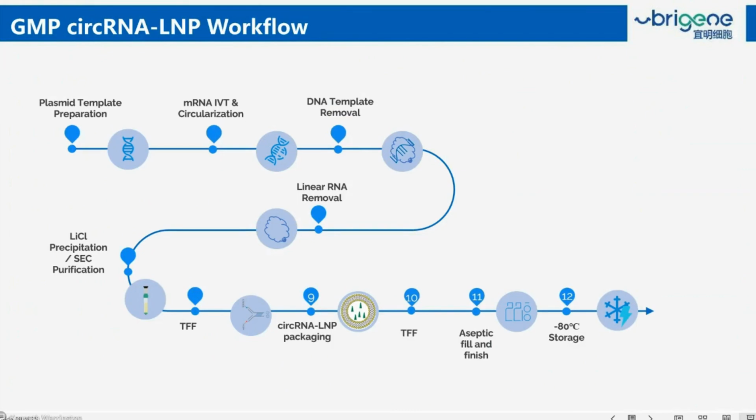Finally, the workflow for our circular RNA LNPs. Again, the plasmid template is linearized and prepared for the IVT reaction. Certainly different here is that we have a circularization reaction as well, with the subsequent steps being what you've seen before. Removal of the DNA template, in this case, removal of linear RNA, a precipitation and SEC purification step, followed by TFF packaging into the LNP, purification of these LNPs, and fill finish.